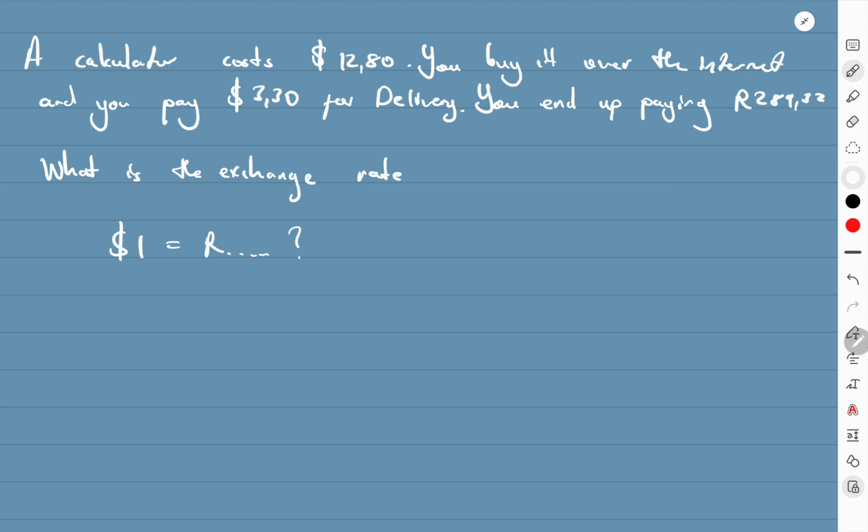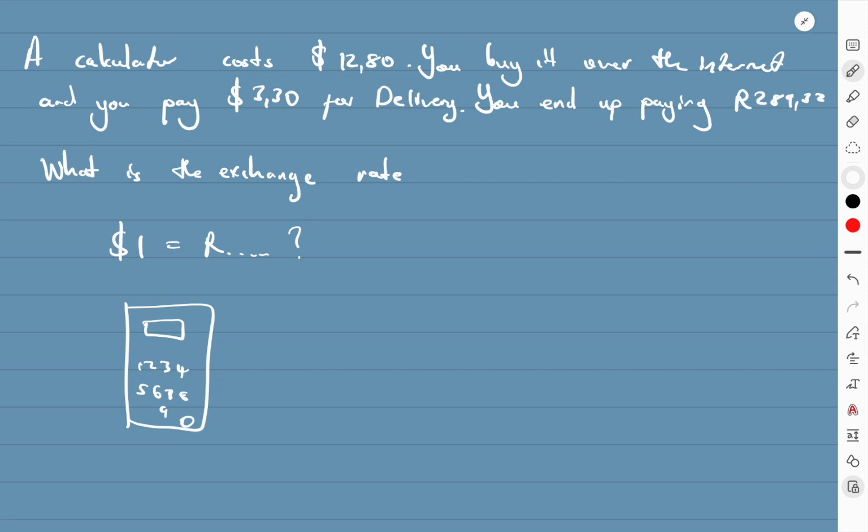Therefore, this one is a different question from the one that we had above. In the question above, we were given the exchange rate, whereby $1 was the same as 10 rands. But this time around, we are required to find that particular exchange rate. Now, there's a calculator that is in America. Let me just assume that this is our calculator, with the digits 1, 2, 3, 4, 5, 6, 7, 8, 9, and 0.